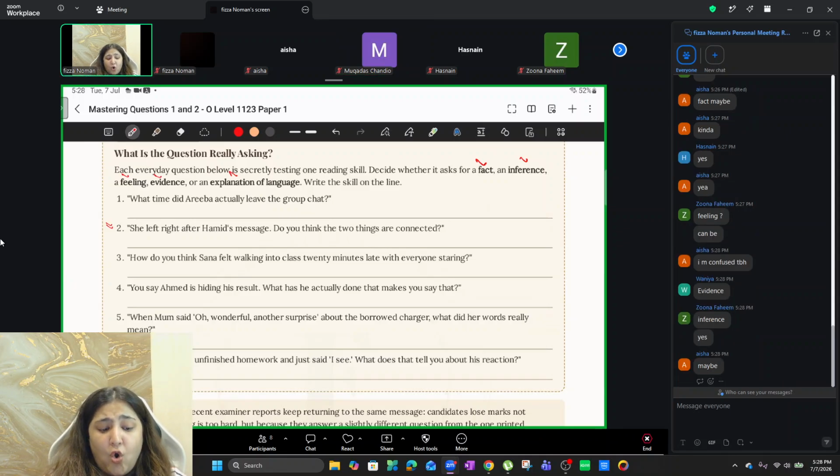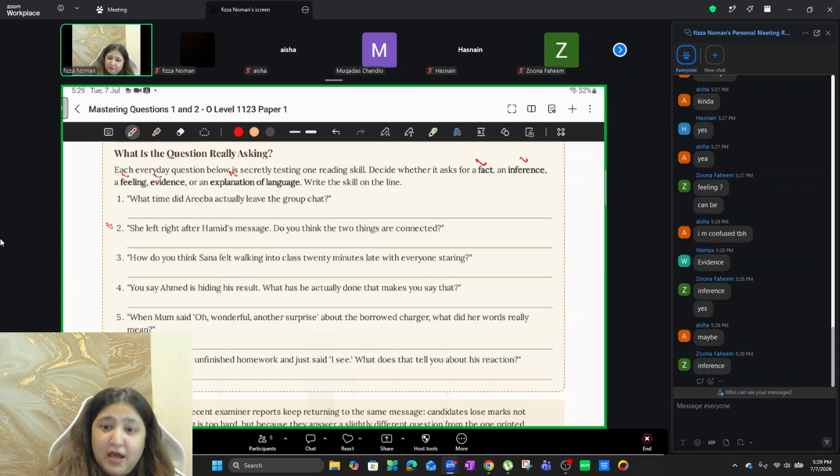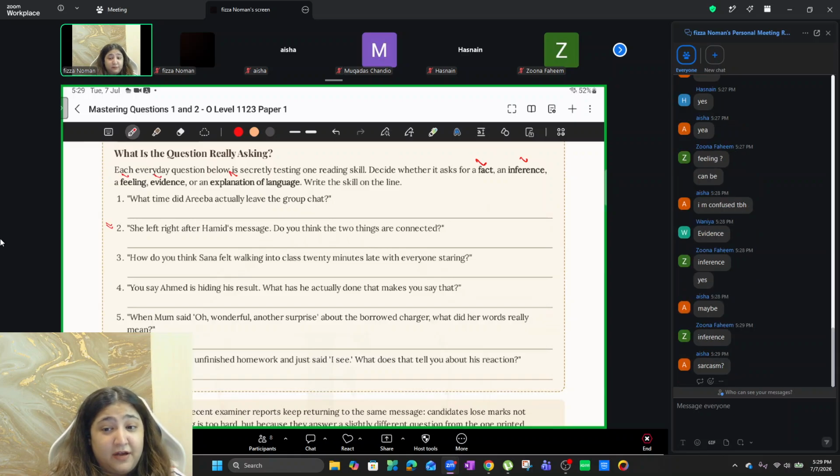When mum said, "Oh, wonderful, another surprise," about the borrowed charger, what did her words really mean? Explanation of language. Okay. I think Zuna is better. Inference maybe. Sarcasm. Sarcasm. Okay. She is being sarcastic. "Oh, wonderful. Another surprise" about the borrowed charger. What did her words really mean?